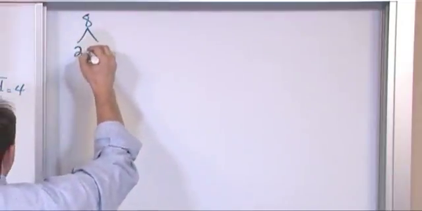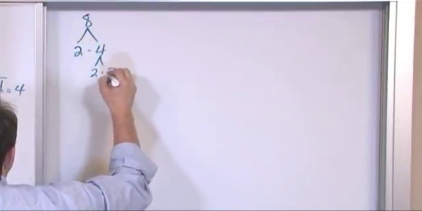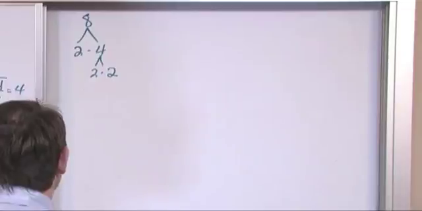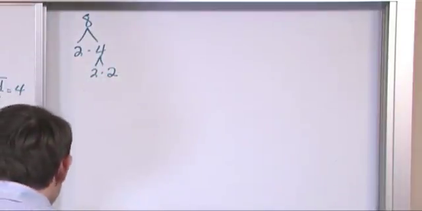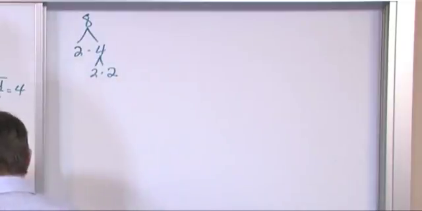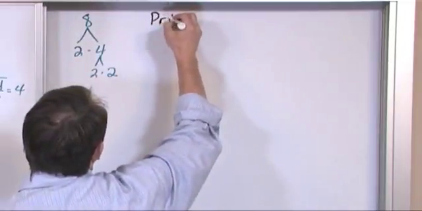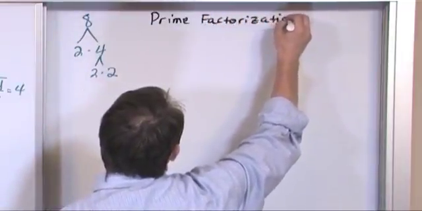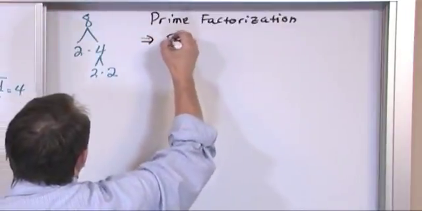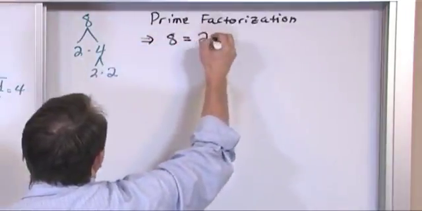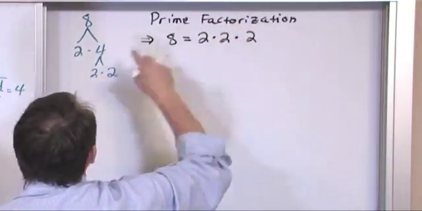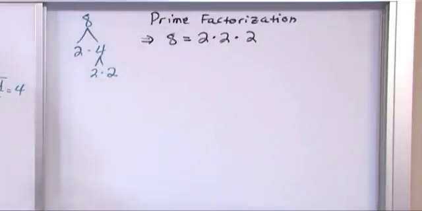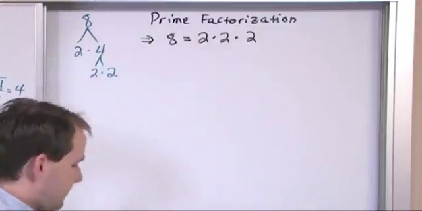So 8 is 2 times 4, and 4 is 2 times 2. So we're done. This is prime, prime, prime. Now, if we were just listing the prime factors, we would just put the number 2 down. But when we list the prime factorization, what you're doing is you're saying, all right, the number 8 can be equal to 2 times 2 times 2. Basically, everything in the bottom of the tree multiplied together gives you 8. Think about it. 2 times 2 is 4. 4 times 2 is 8. So this is the answer. This is the prime factorization.